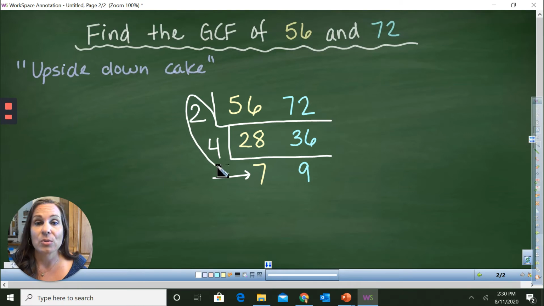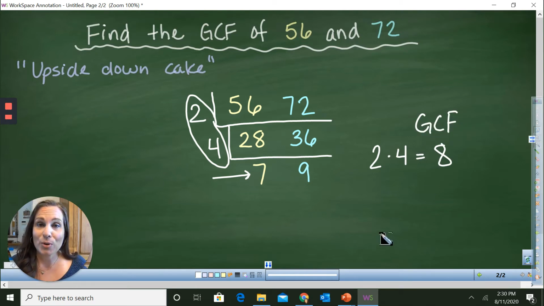So I take these two numbers over here and I multiply them, and that's my GCF. So much shorter method than writing out all the factor pairs for each number and then writing them in order and then finding the common ones and then finding the greatest, right? In doing this method, we're just looking for as large a number as we can think of that goes into both numbers, and we're just continually dividing. Let's try it with another pair of numbers.